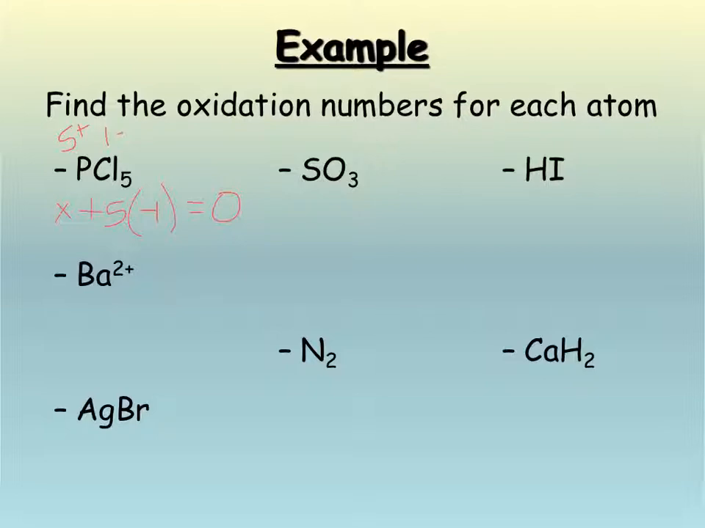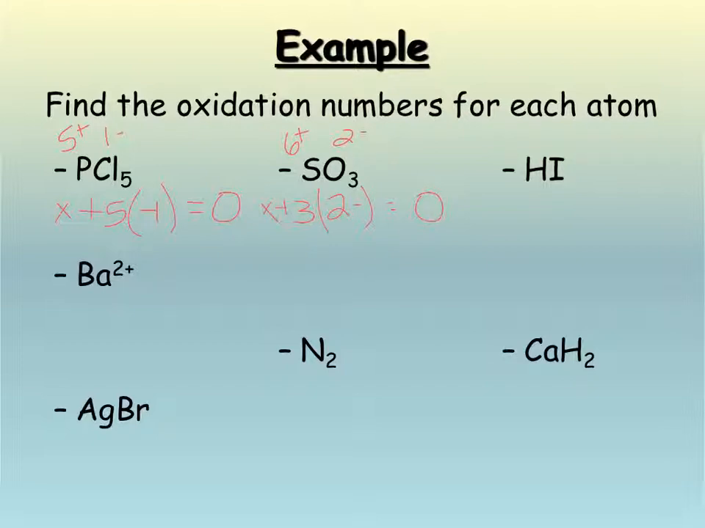All right, SO3. We have the O, so that's going to be 2-. There are 3 of them, and S is our unknown. Again, a neutral compound, so we're going to set it equal to 0. That means S has to be 6+.